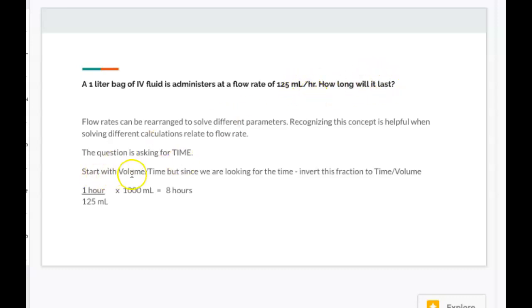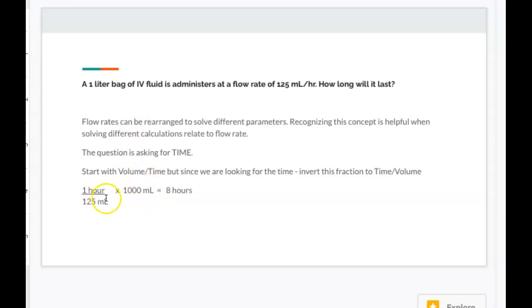So start with your volume over time, but since you're figuring out time, let's flip this, let's invert this and go time over volume. So we have 1 hour and 125 milliliters, and we're infusing how much? We are infusing 1,000 milliliters.